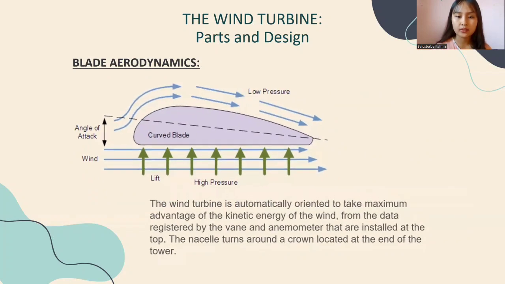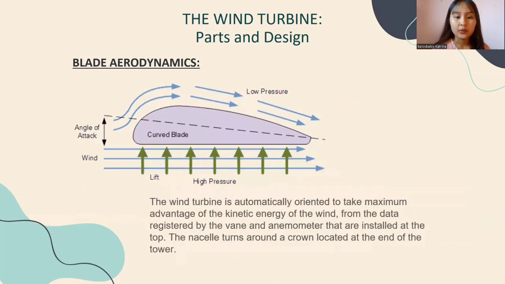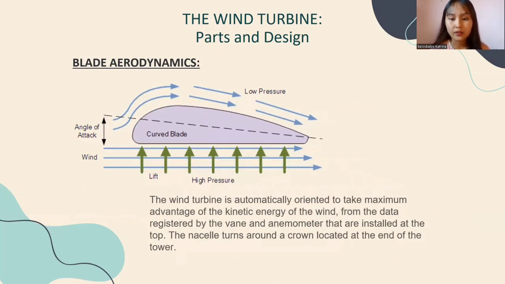Now, you may ask, paano nalalaman yung direction ng wind na pumapalo dun sa blade natin? Ito yon. The wind turbine is automatically oriented to the maximum advantage of the kinetic energy of the wind from the data registered by the wind vane. This is the wind vane and anemometer that are installed at the top. So, yun mismo yung nagde-determine ng wind direction, yung wind vane.